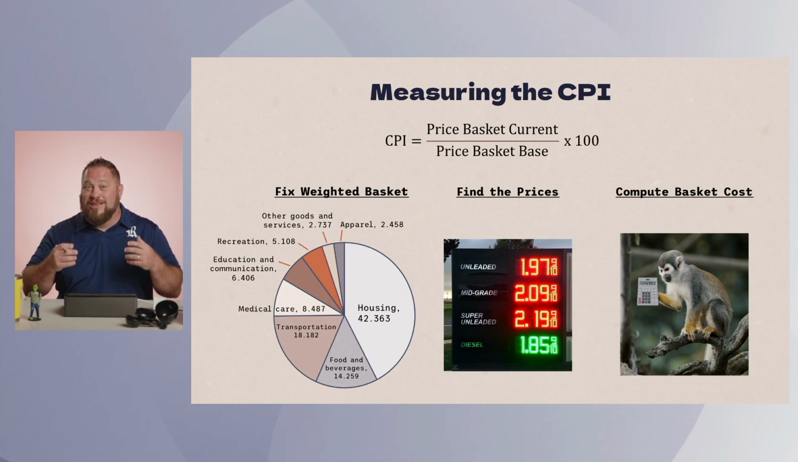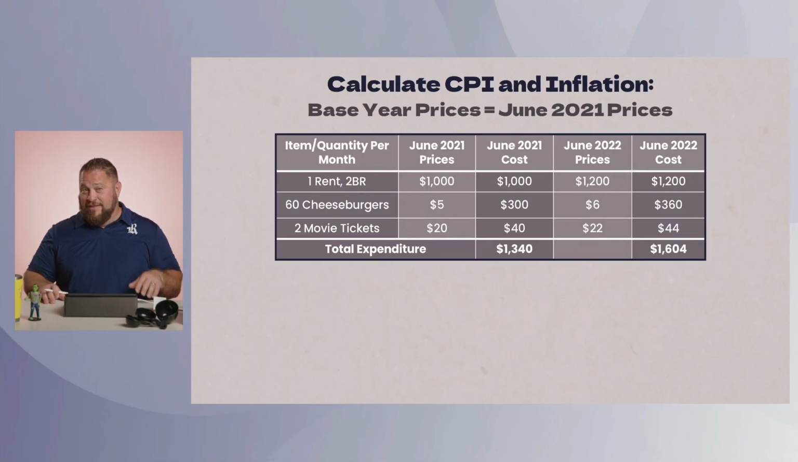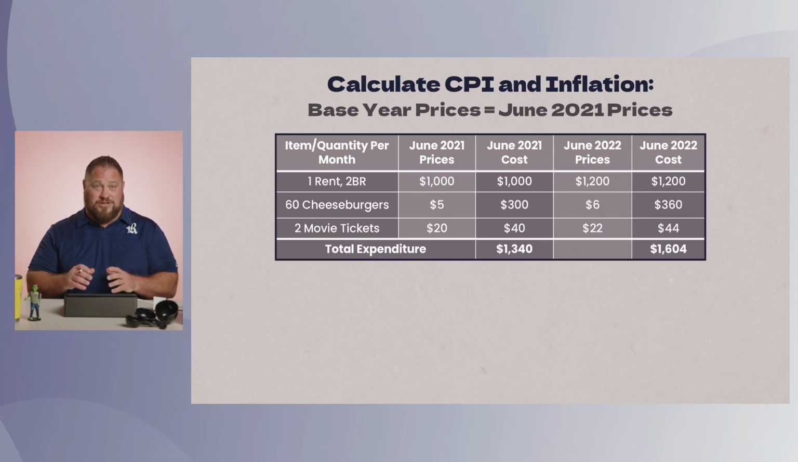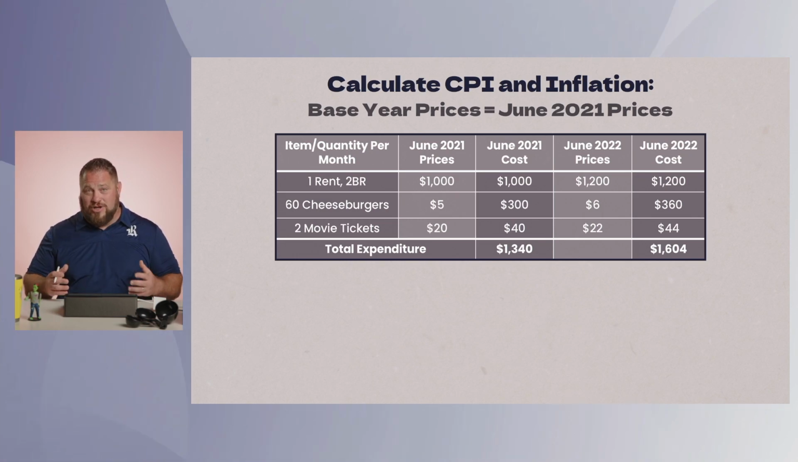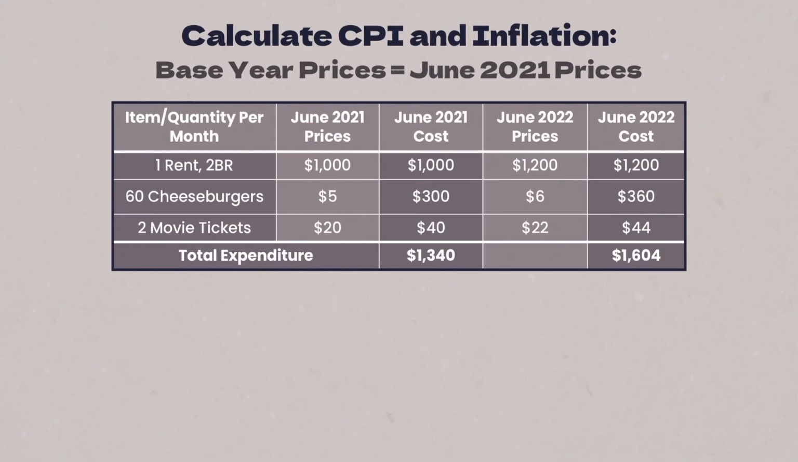Okay, so we're going to do a simple example of how you can construct the CPI and then calculate inflation from that. Again, just like with our GDP example, it's a lot more complicated than this. There's a lot more goods and services involved, and there's weighting involved. Here, I'm just doing a very simple example just to illustrate the point. So in my fictitious world, we're going to fix our basket with 3 things. We're going to pay rent once a month to our 2-bedroom apartment. We're going to eat 60 cheeseburgers.